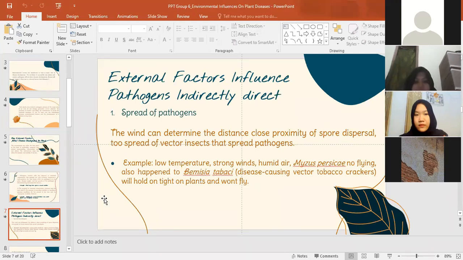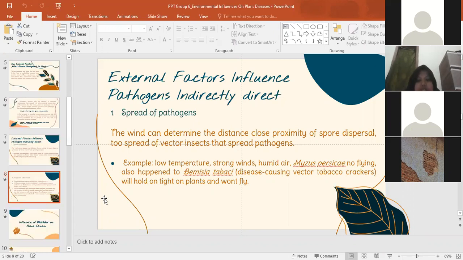Example: low temperature, strong winds, and humid air. Myzus persicae do not fly, and this also happens to Bemisia tabaci, the disease-causing vector of tobacco, which will hold on tight to plants and won't fly.